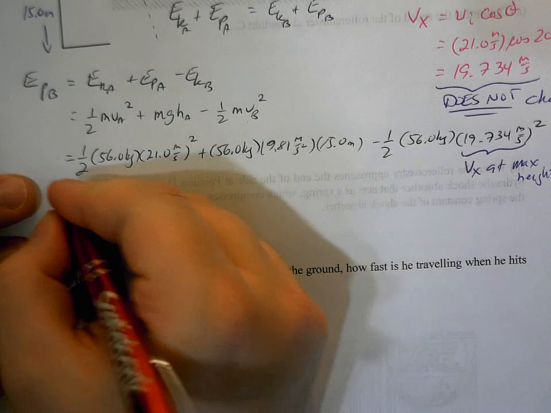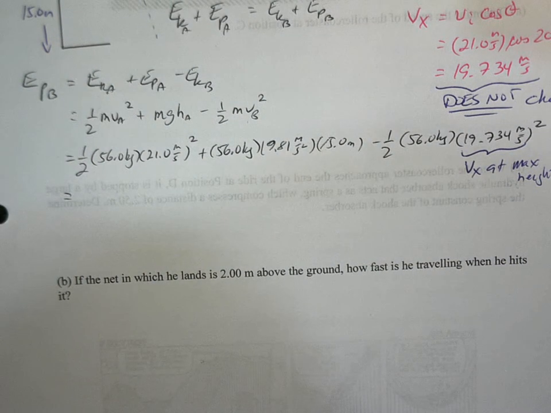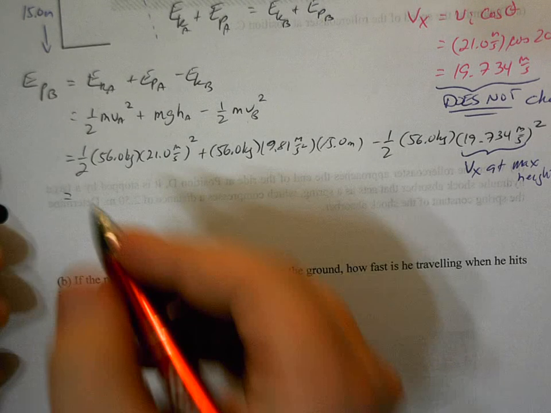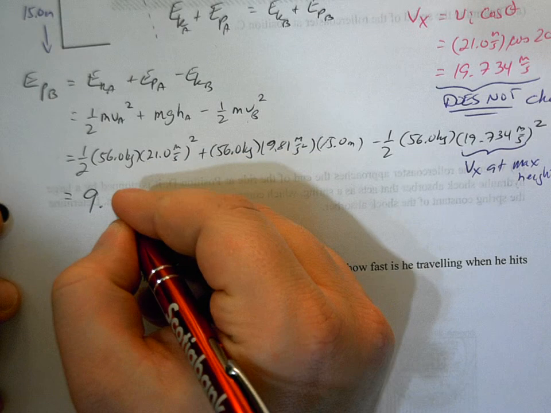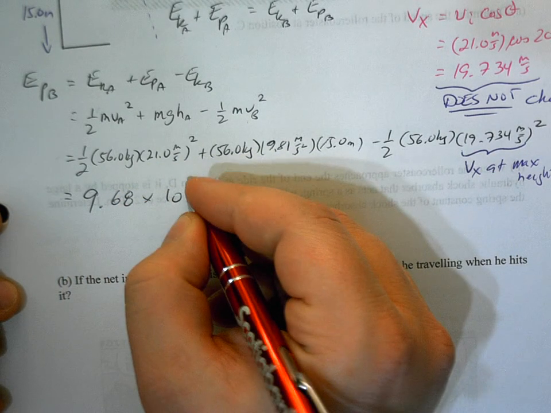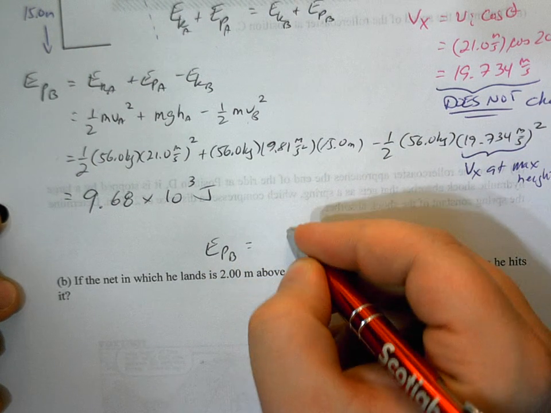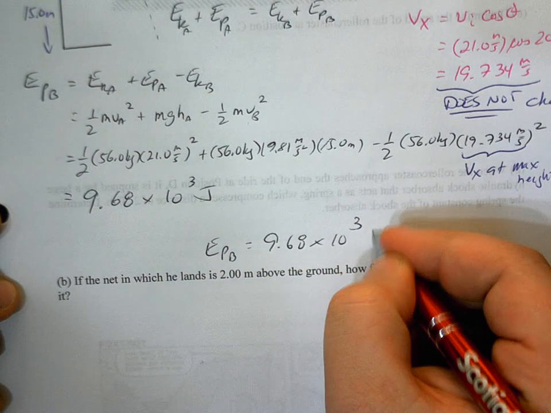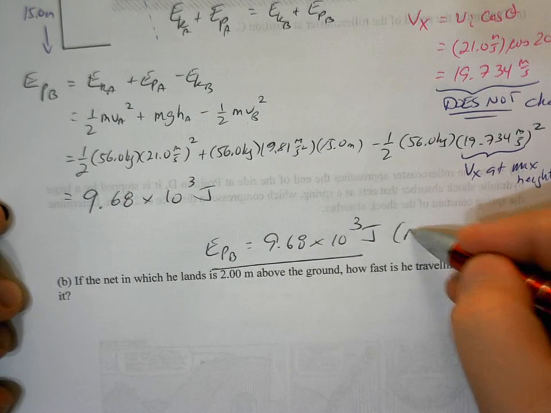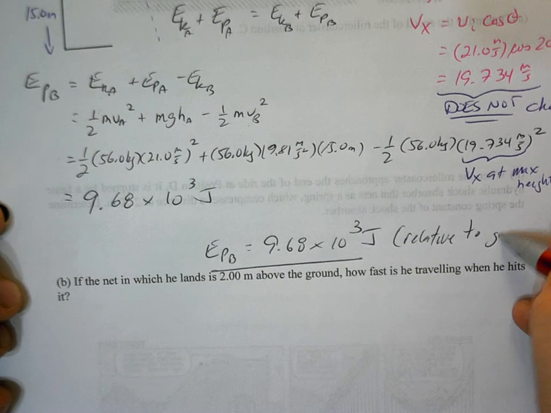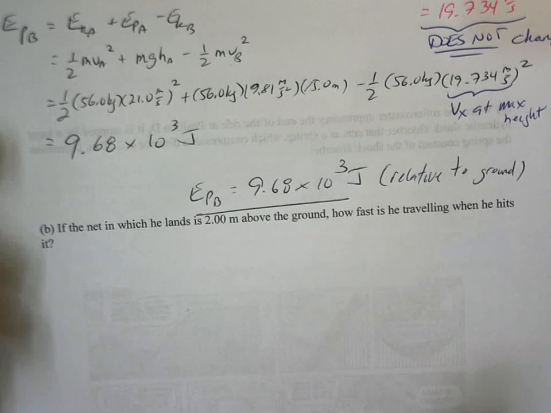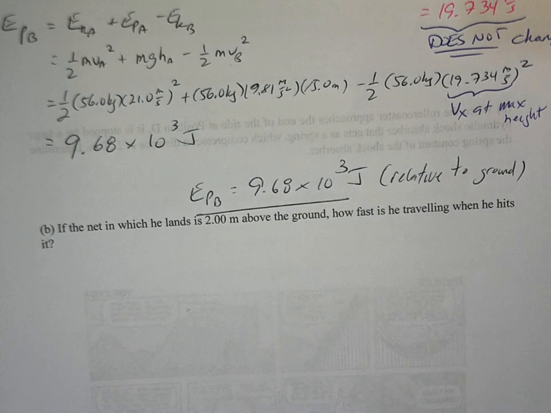So we have a lot of numbers to crunch in here. So let's see what we got. So we got 0.5 times 56 times 21 squared, plus 56 times 9.81 times 15 minus, oh yeah, a lot of places to make mistakes here. So you gotta be really careful with that. So what I'm gonna find is if I'm really careful with this, we're gonna find that the potential energy at this point is about 9.86 times 10 to the 3 joules. So at the maximum height, and this is important, this is relative to the ground, the potential energy of my cannonball is going to be about 9.68 times 10 to the 3 joules.